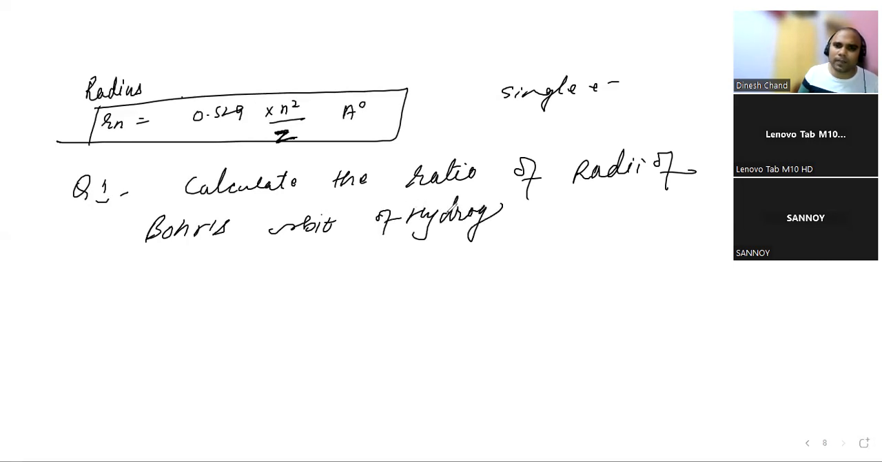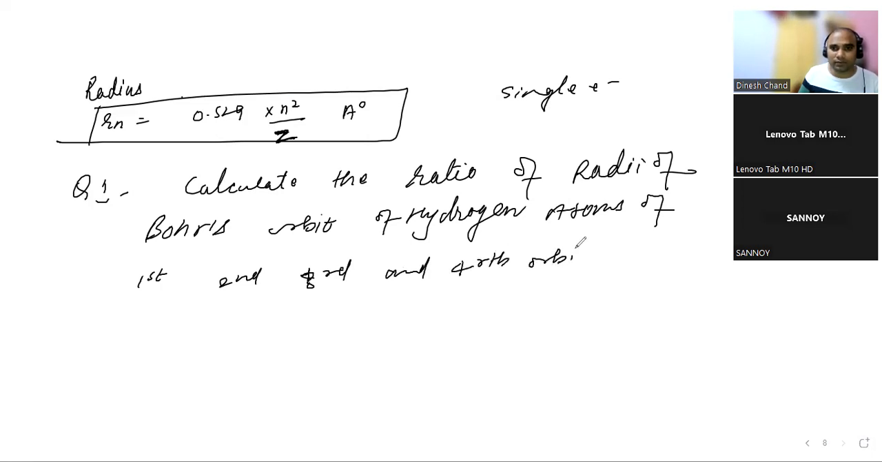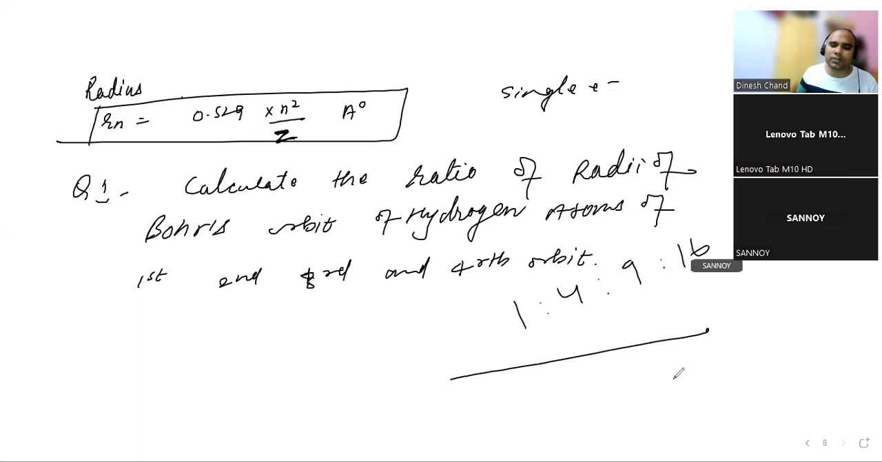Hydrogen atom, first, second, third, and fourth orbit. Can you try this one? Sir, the answer would be 1:4:9:16. So this you are knowing.